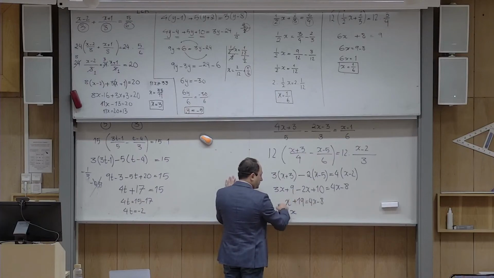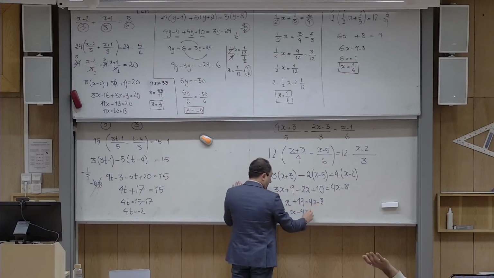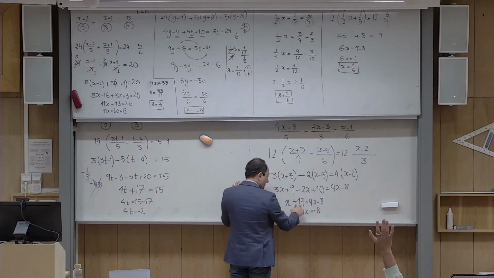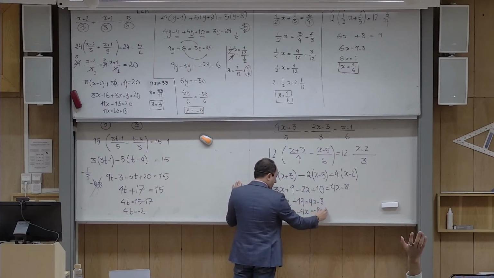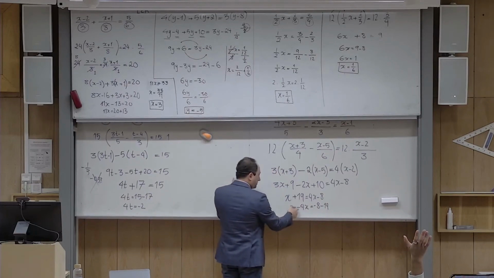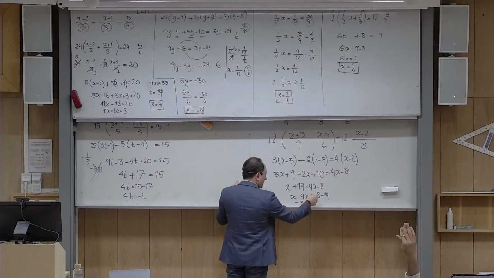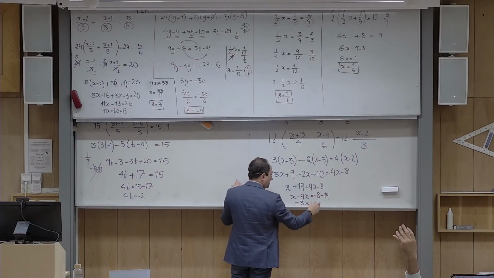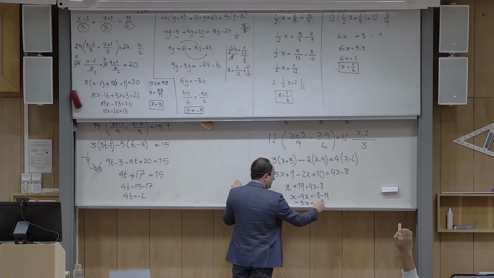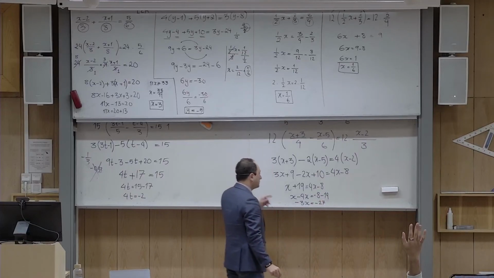I move 4x to the left. It becomes minus 4x. Minus 8 is already there. I move 19 to the other side. It becomes minus 19. But x minus 4x is minus 3x. Minus 8 minus 19 is how much? Minus 27. And there is one step left.